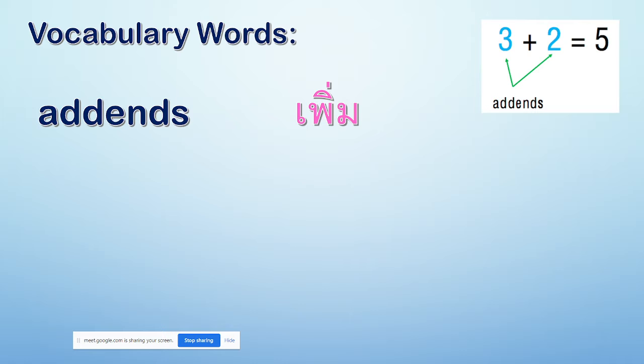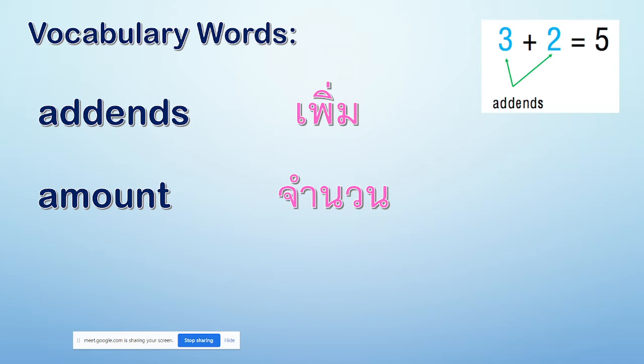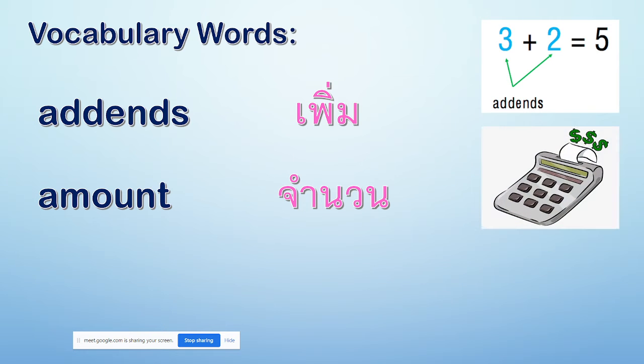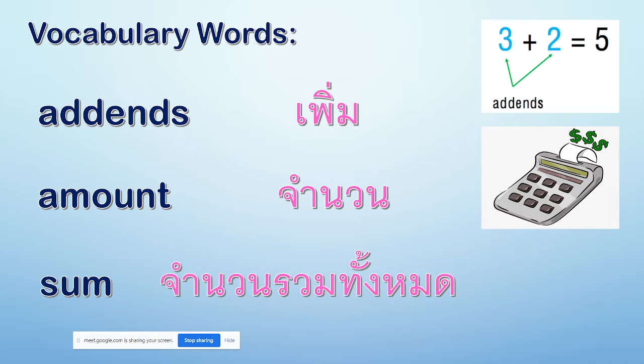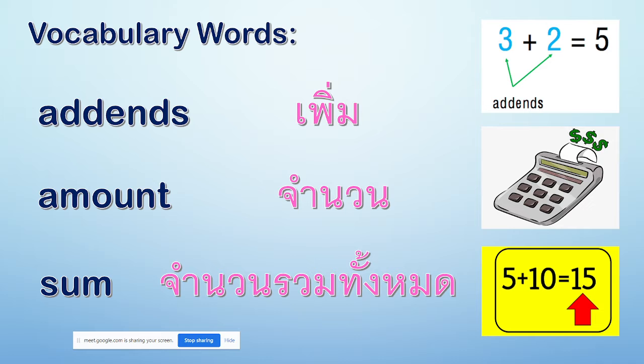For example, you have the mathematical sentence 3 plus 2 equals 5. You have to add 3 plus 2, so 3 and 2 are the numbers that you put together. Those are the addends. Next, we have amount. In Thai, จำนวน. Next is sum. In Thai, จำนวนรวมทั้งหมด. That is the answer in addition.